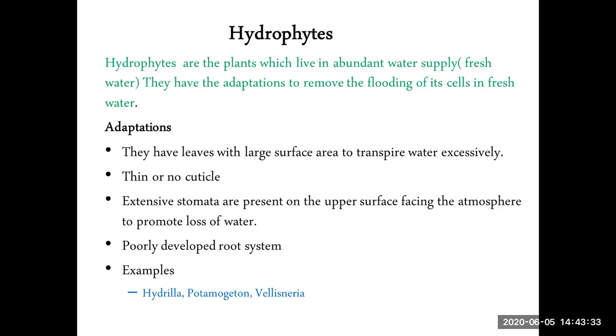They must have the adaptation to remove flooding of its cells. What kind of adaptation they have? Number one, they have leaves with a large surface area to transpire water excessively. Large leaves, more surface area, more transpiration. They have thin or no cuticle because they have to lose water.